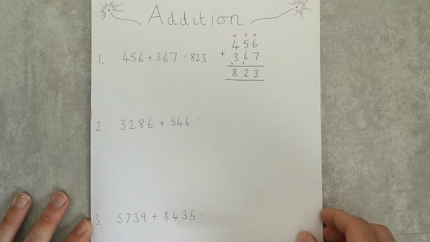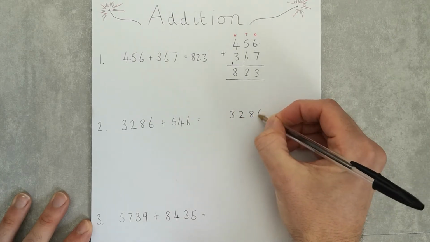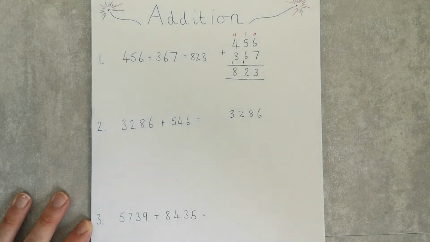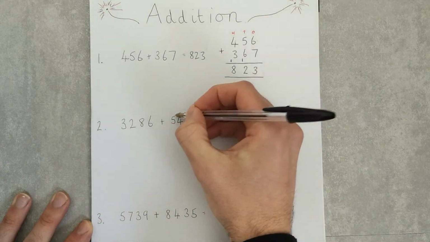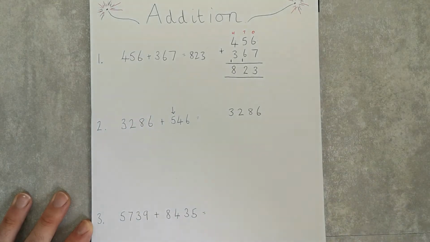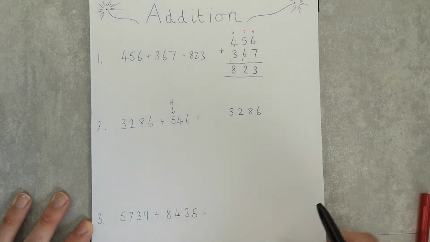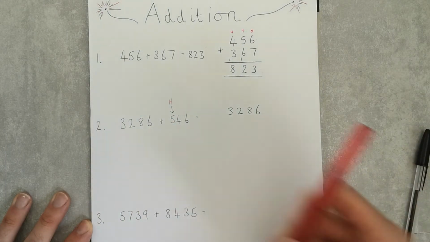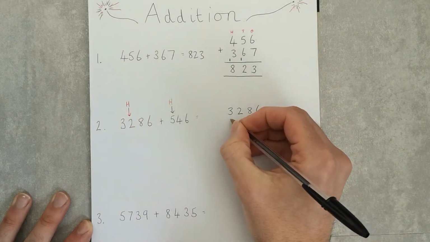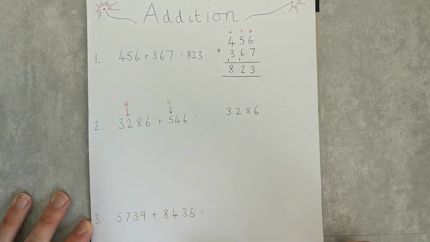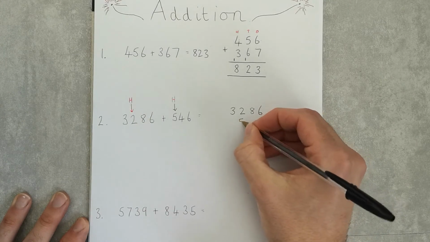Now let's try this one. We've got a bit of a difference here. We've got 3,286 and we're adding 546. Would I put the 5 there or there? You've got to remember that that number there is a hundreds. So I have to match it up to the hundreds. You can't just put a 5 there and then 4, 6 and then add a 0 in the end. You've always got to match them up. So 5 would go under my 2 because it's in the hundreds column.